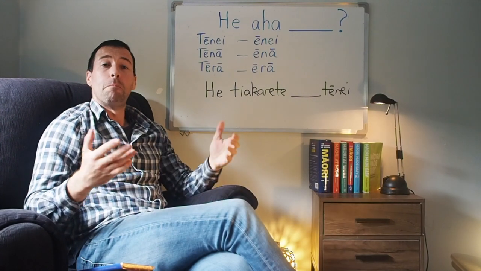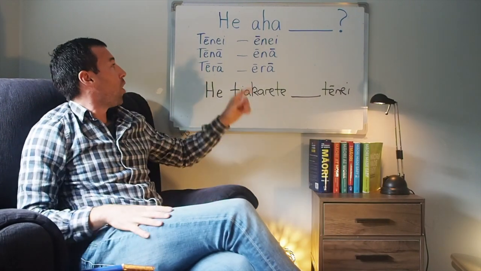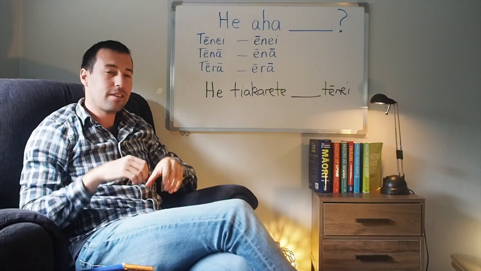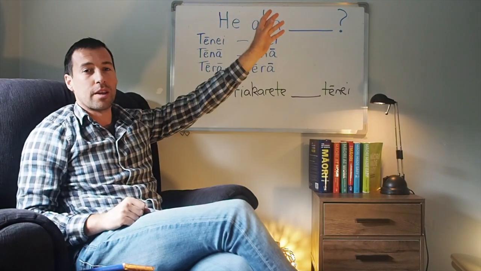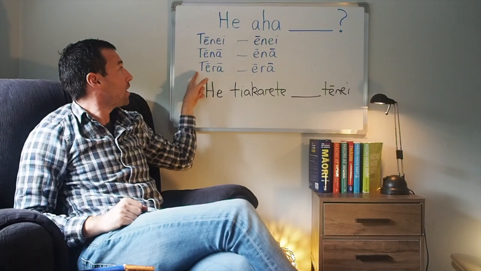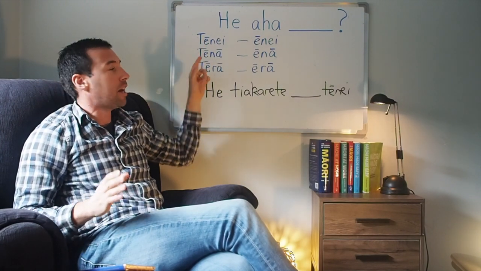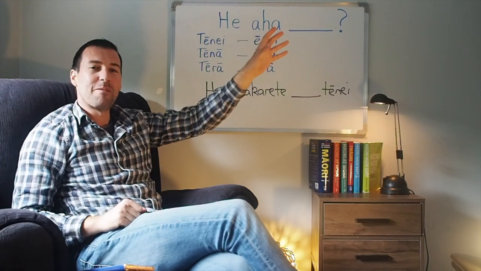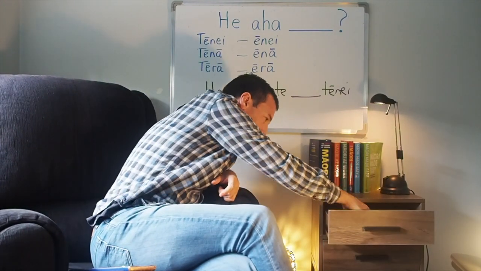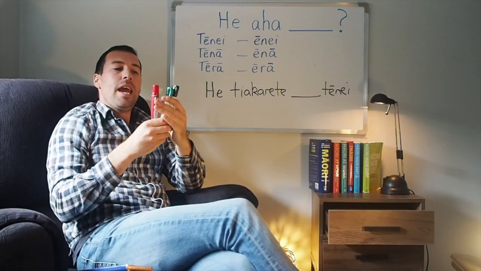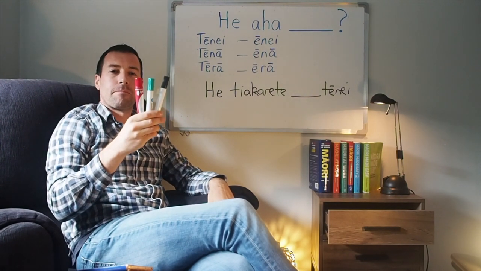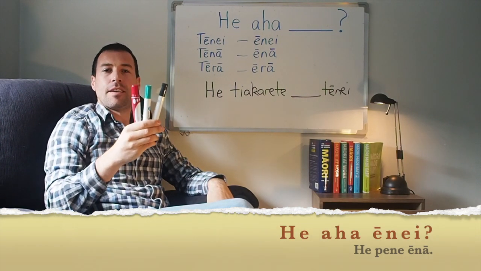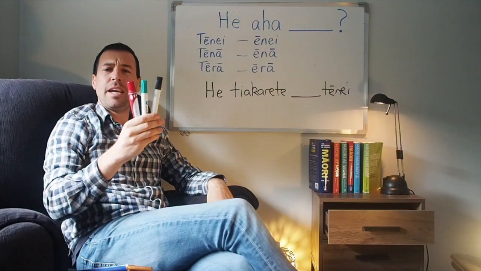Let's focus on more than one. The plural form of this, that, and that, which of course would be these, those, and those over there. Simple. Cut the T. Get rid of the T, and it'll sound like this. Ēnei, ēnā, ērā. Let's give some examples. He aha ēnei. You would reply, he pene ēnā, if we were face to face. He pene ēnā.